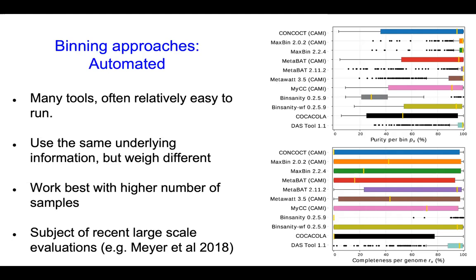They're relatively easy to run, although they do have some very specific requirements that you have to be aware of, which we'll cover in the second part of this. They use the same underlying information as manual binning, which is the abundance across samples, the coverage, and sometimes the taxonomic affiliation. All binners use that same information, but have different prioritization of that information and different weighing of how important each component is.